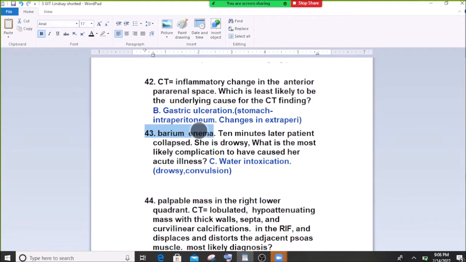43. Barium enema. 10 minutes later, patient collapsed. She is drowsy. What is the most likely complication to have occurred, cause of acute illness? Water intoxication. Because she is drowsy, it means it is due to water intoxication. Drowsy after barium enema shows water intoxication.